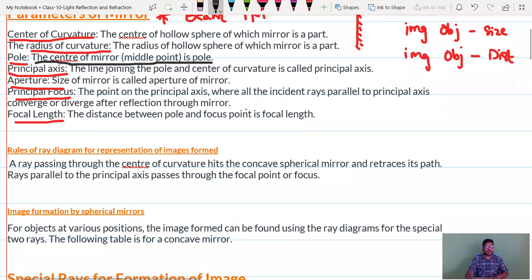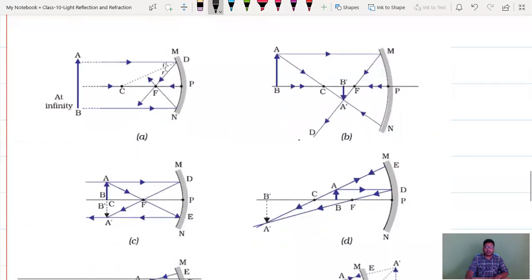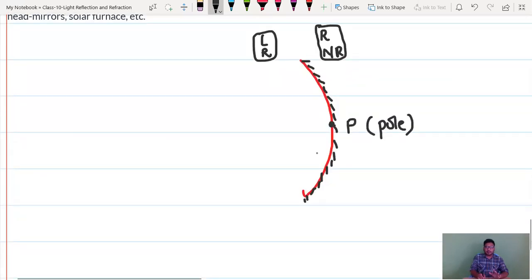Okay. Next one. Guys, this is a spherical mirror, right? Spherical mirror in the sense it is a part of a sphere. Part of a sphere means if you extend this, it will be a circle. For every circle there will be a center, isn't it? Now this is the center of the circle. If you draw this one, it will become a circle. So this is the center of the circle.